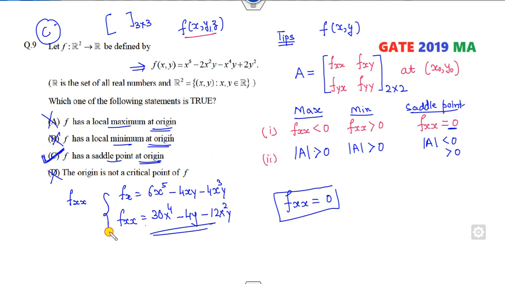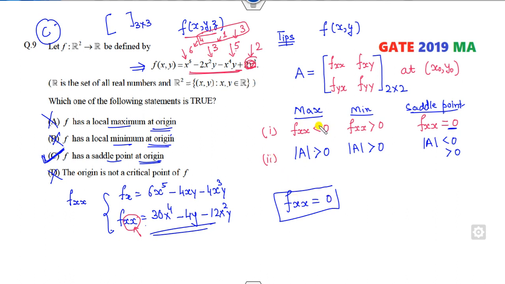Otherwise there is no need to find this second derivative. You can see the degree of this is 6, degree of this is 3, degree of this is 5, degree of this is 2. So when you consider this as a second derivative, definitely this part will be 0, this part has degree 3, this part has degree 1, this part has degree 4. So at the origin its value will always be 0. So this is the way you can solve this.